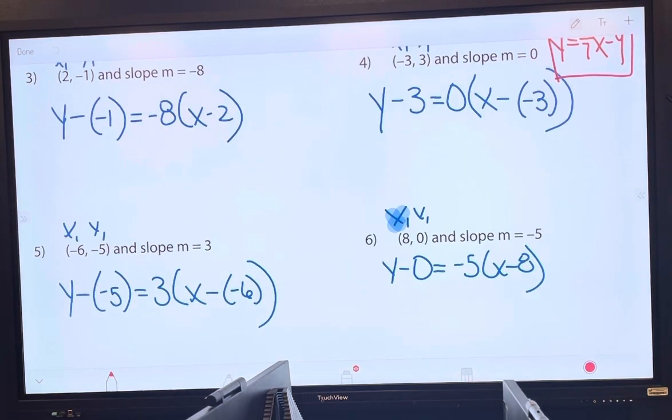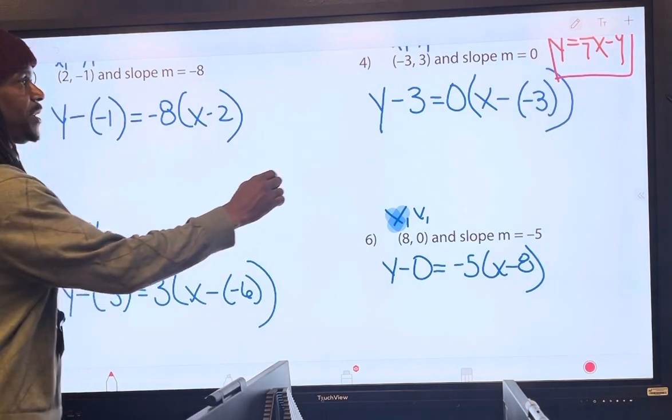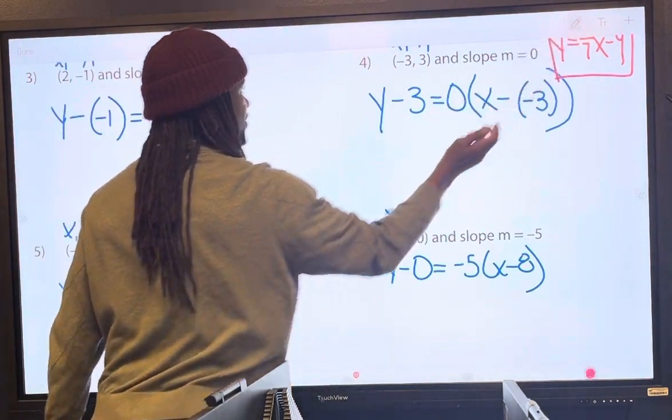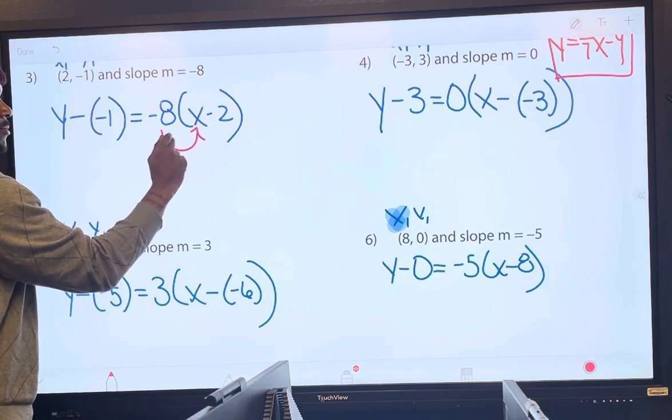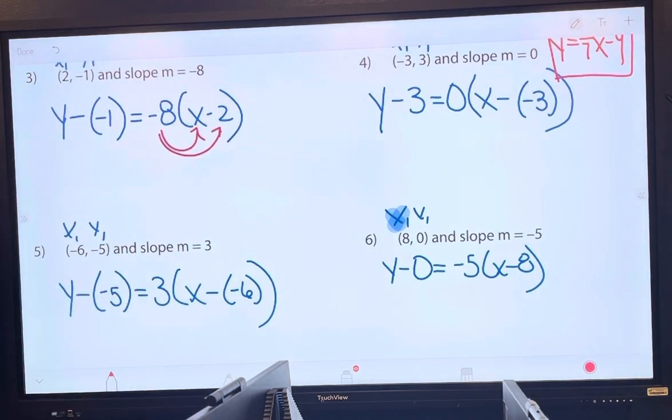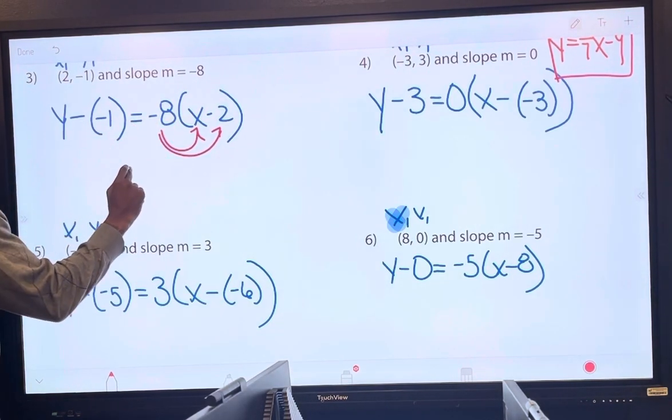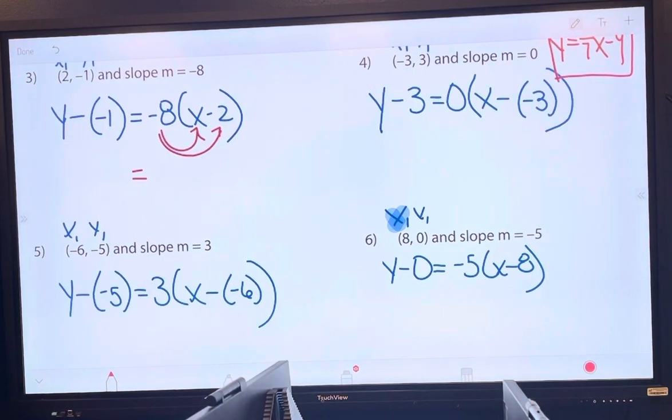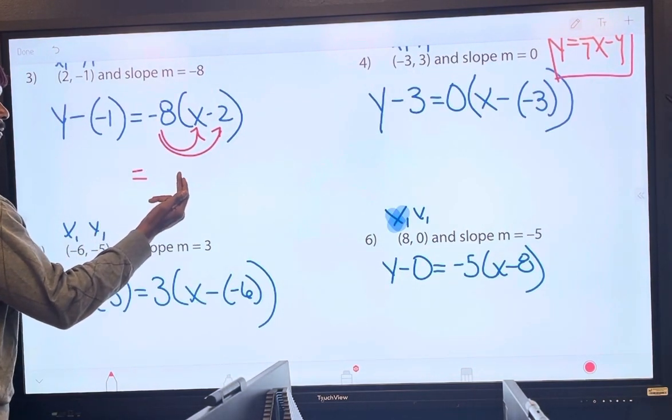All right, talk to me. What's the first thing we did? We're on number 3 now. We have to make the negative 1 into y. What did we do in the first one? Look what we did. Thank you, distribute. So take this, distribute it twice. What's that become? Negative 8 times x becomes what? Negative 8x.